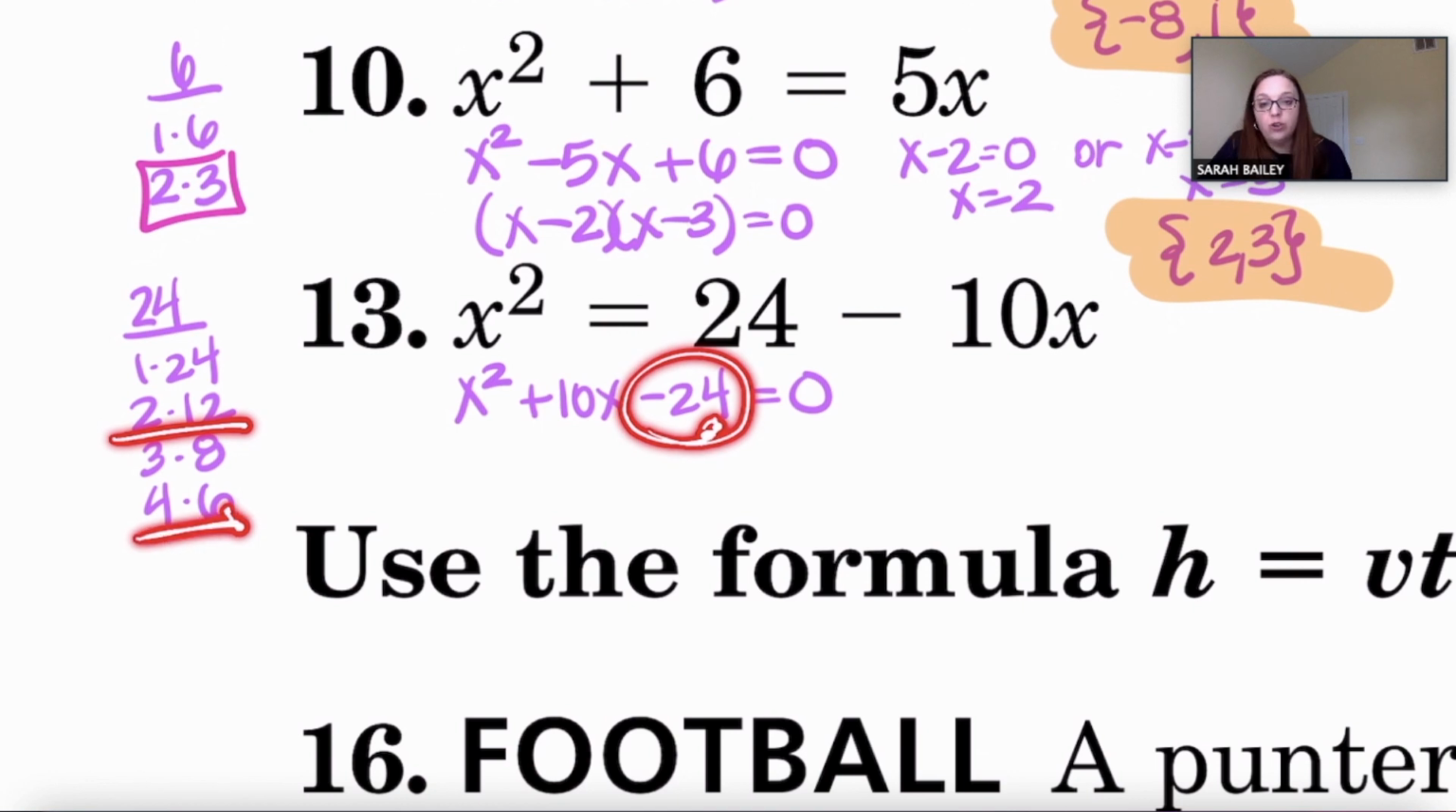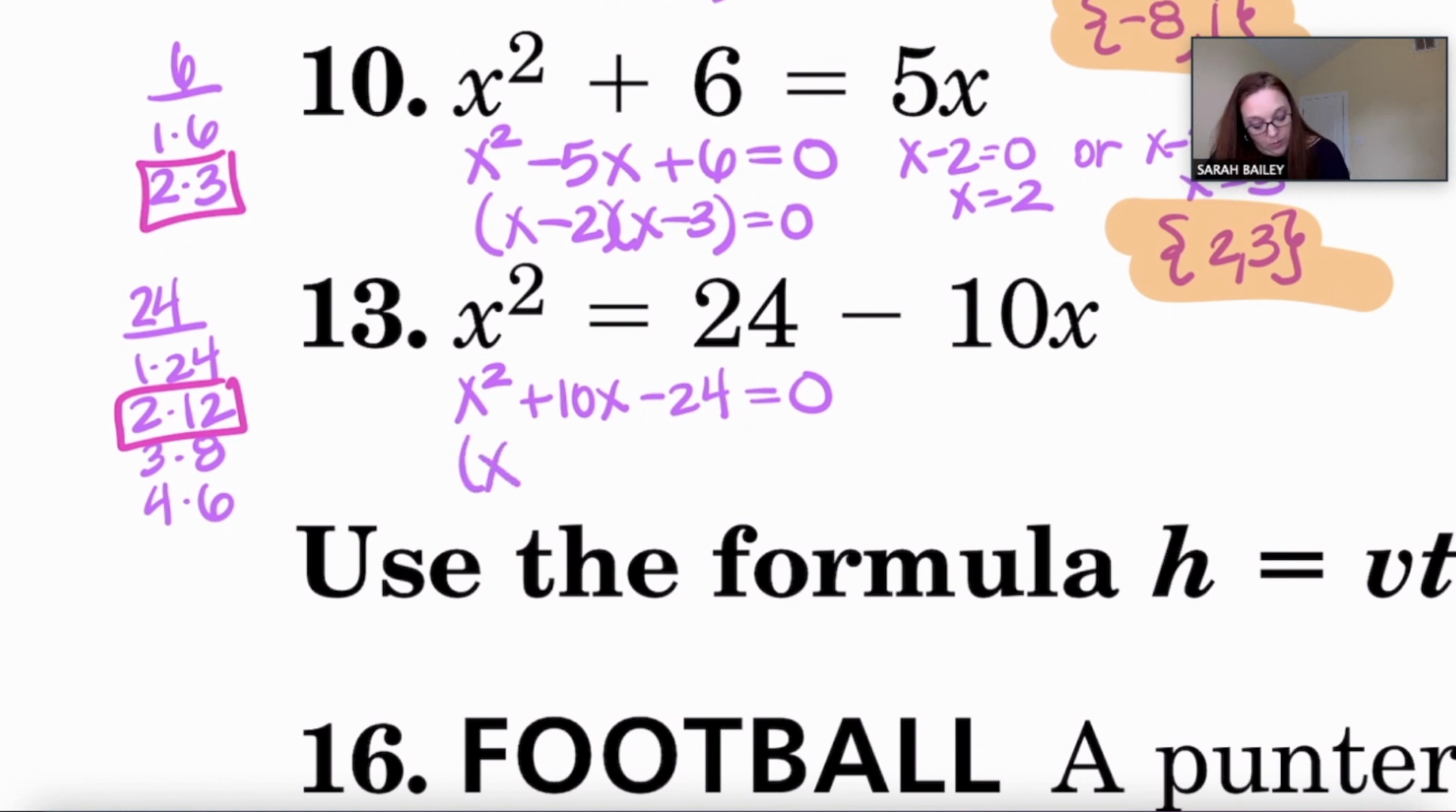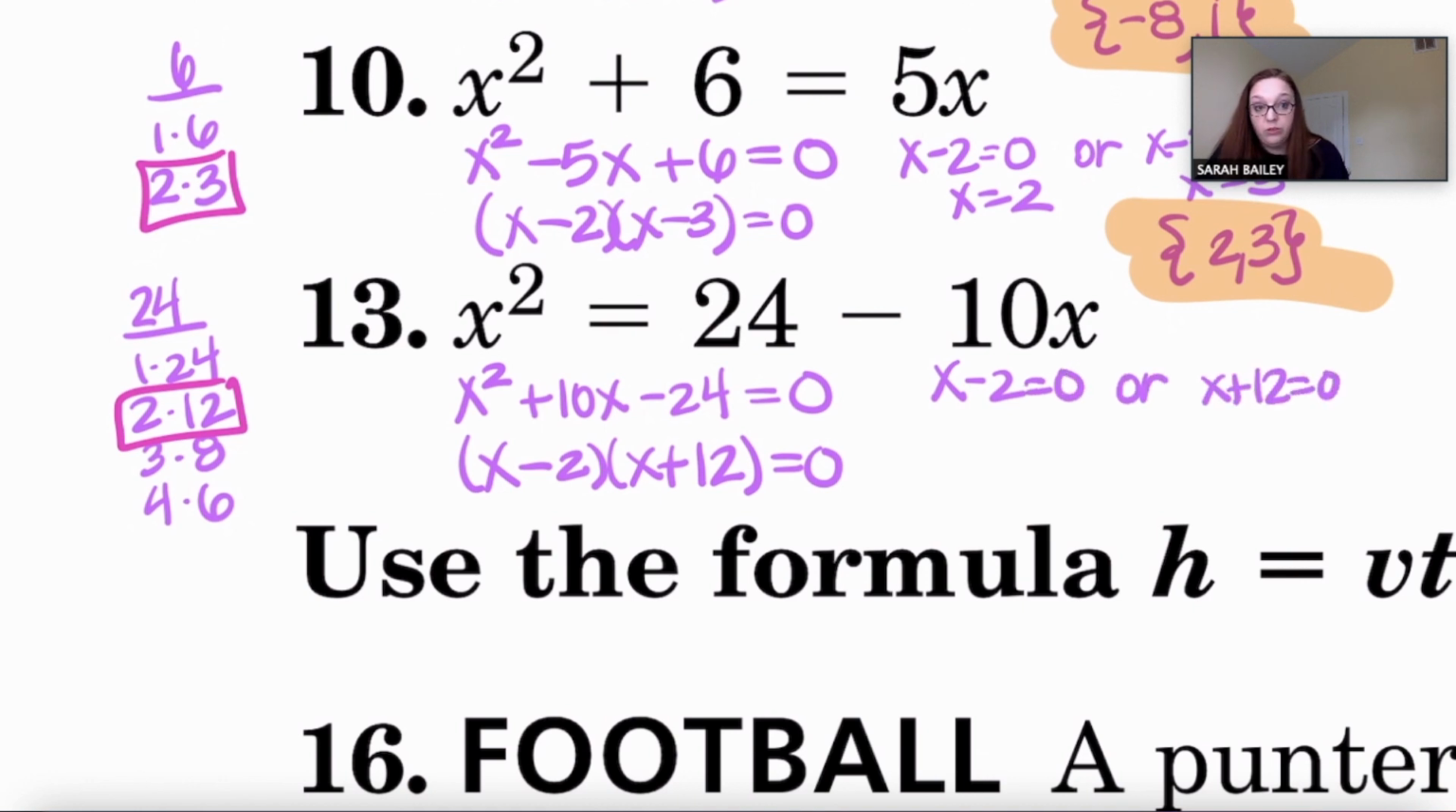Okay, well, if I do positive 4 times positive 6, do I get negative 24? No. So 4 times 6 is not the one I want. It has to be the 2 and the 12. So that's going to have to be a negative 2 and a positive 12. So now I'm ready. x minus 2 is equal to 0, or x plus 12 is equal to 0. So x can be 2 or negative 12.